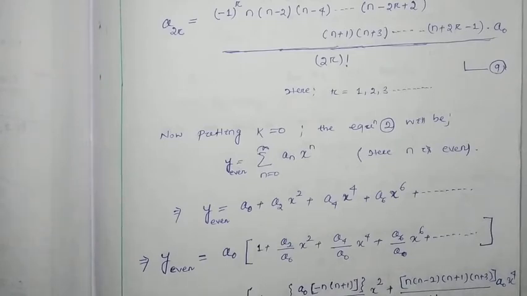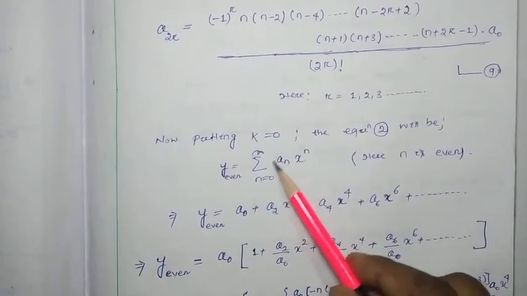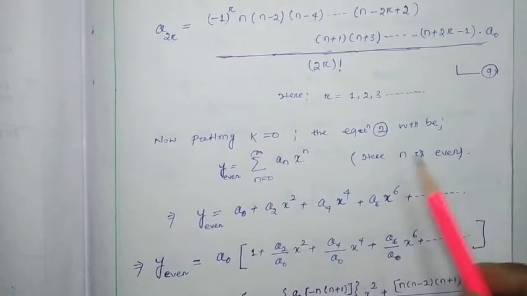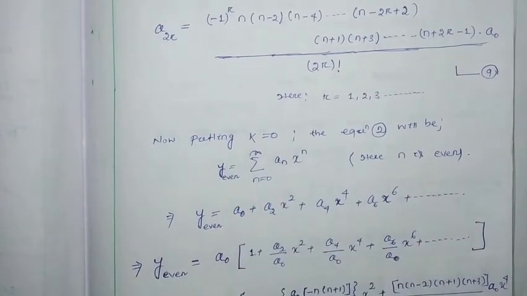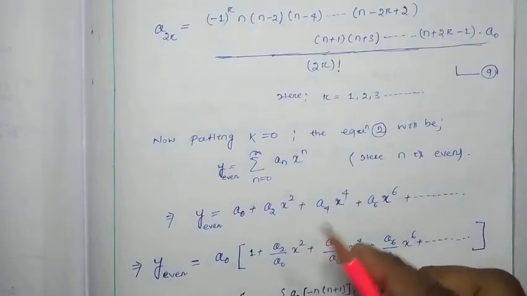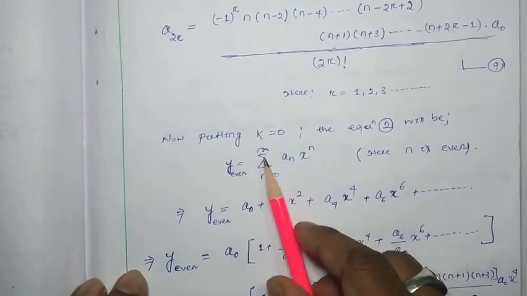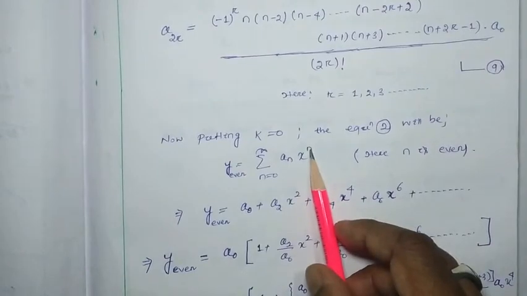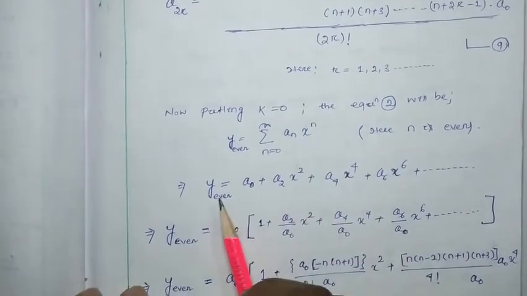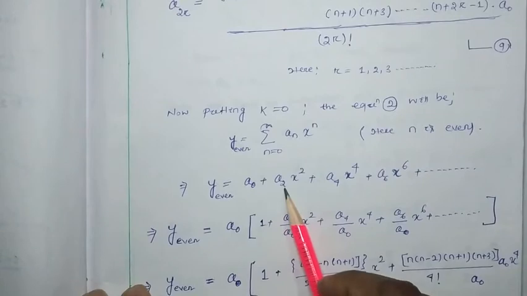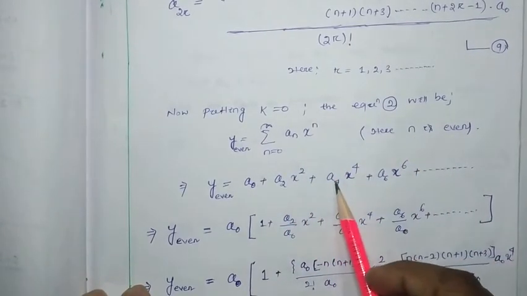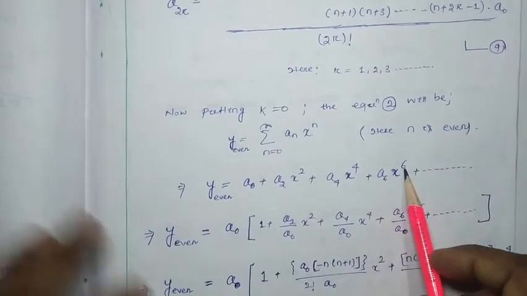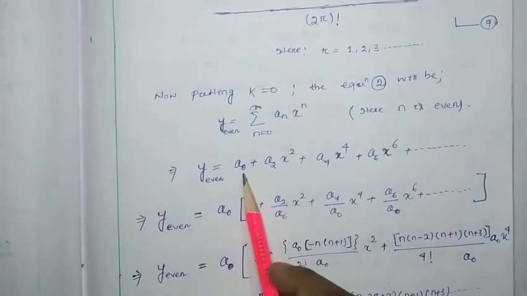Here n is only even. So the solution is written as y subscript even, equal to the summation over n equal to 0 to infinity of a_n x to the power n. Expanding it, you can write a0, a2 x squared, a4 x to the power 4, a6 x to the power 6, only even terms we are going to consider.